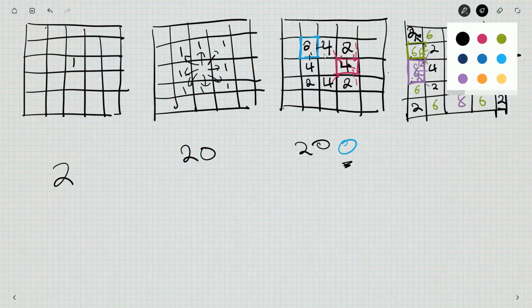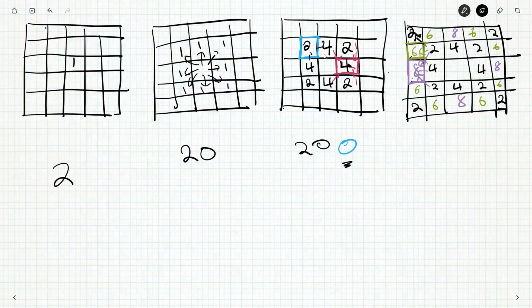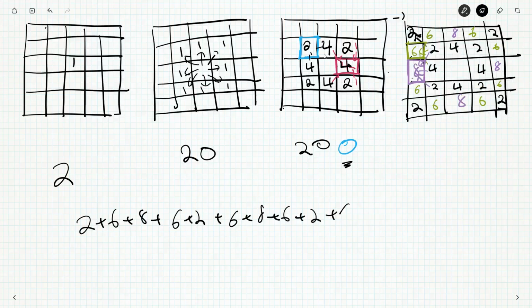Okay. So now how many ways can we get 2005? Well, we make a 2005 by hitting one of these 5s at the end. So we've got 2 plus 6 plus 8. I'm just going around clockwise from the top. 6 plus 2 plus 6 plus 8 plus 6 plus 2 plus 6 plus 8 plus 6 plus 2 plus 6 plus 8 plus 6. Okay? So we're just sort of moving around.